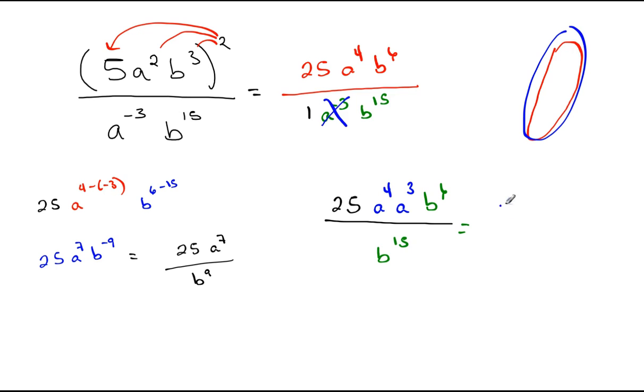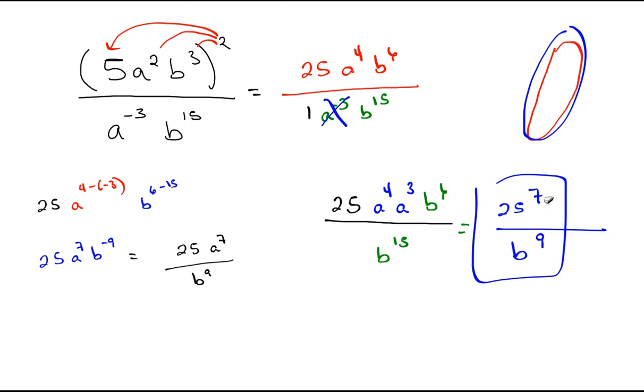If I simplify this, I have 25, and a to the 4th times a to the 3rd is just a to the 7th. And then I have b to the 6th and b to the 15th. Where do I have more b's, in my numerator or my denominator? I have more in my denominator, so my b is going to stay in my denominator. And why does it stay there? Because I have how many more? 9. And I could just stop there as well. So you could go through the steps of the subtraction and then moving your variables to an appropriate location, or you could move your variables now.